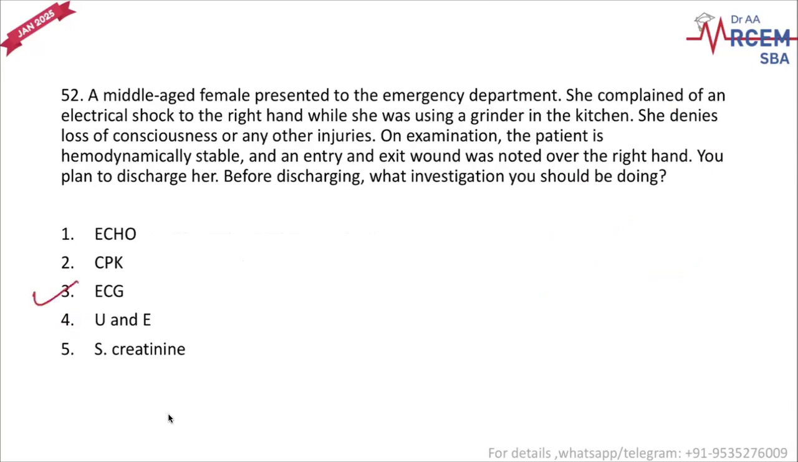Always get an ECG done because the electricity can interfere with the electrical activity of your heart, that means the electrical gradients and the vectors can get affected and can lead to arrhythmias. For that reason, you need to get an ECG. If the ECG shows any abnormality which is new, then you will go ahead and admit this patient for observation for 24 hours. That's why you need to always get an ECG done.